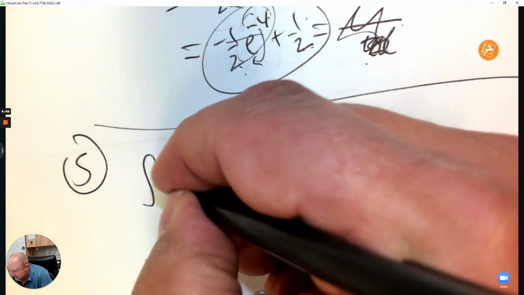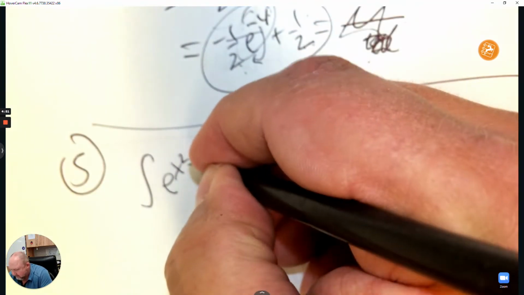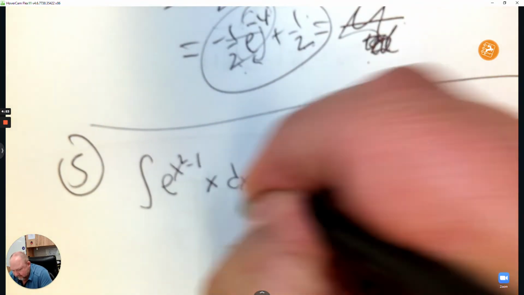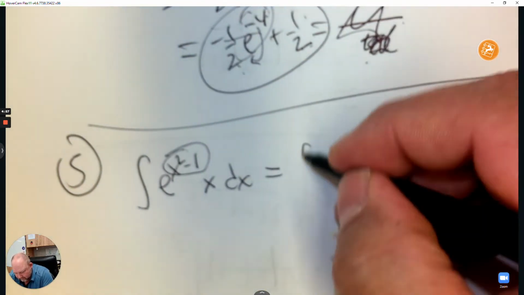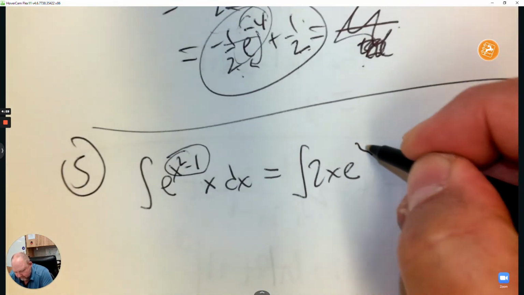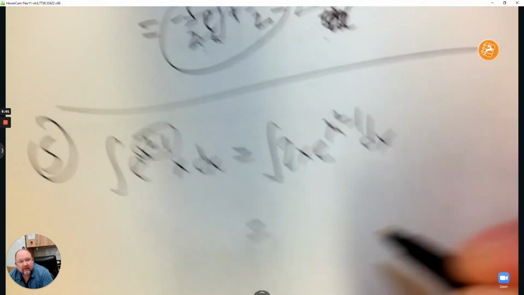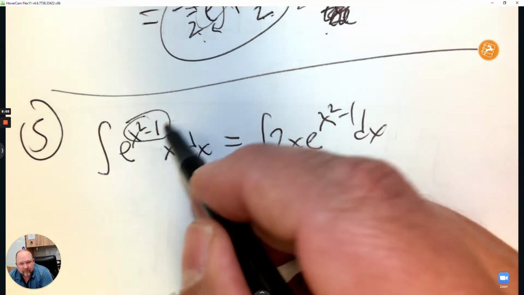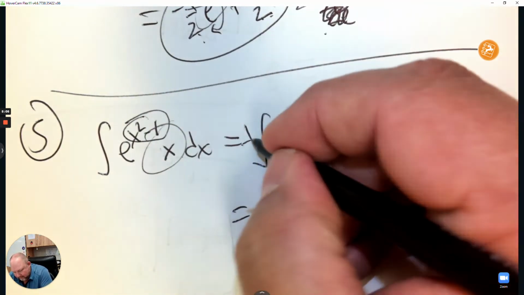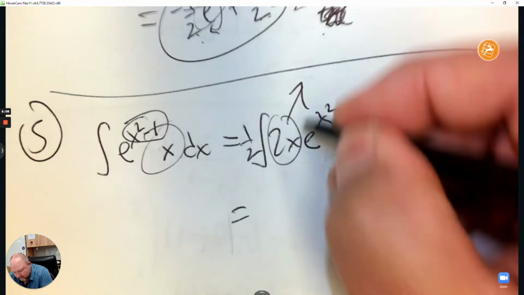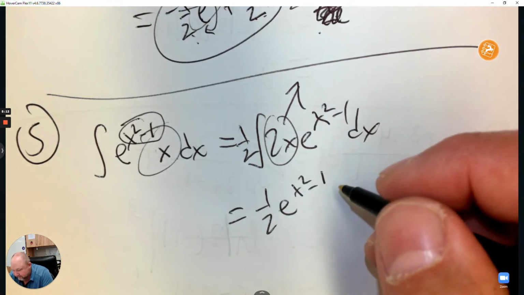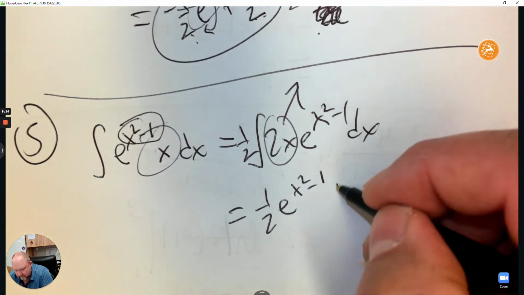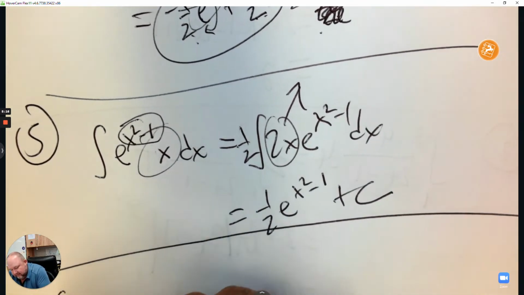Integrate e to the x squared take away 1, x dx. Again, where does the hook come from? The derivative of x squared minus 1 is 2x. And what was it before, and what did it become? We need a 1/2. Then you can unhook this. It starts with 1/2. The rule for e is copy it. And this one just needs a C at the end. 6.